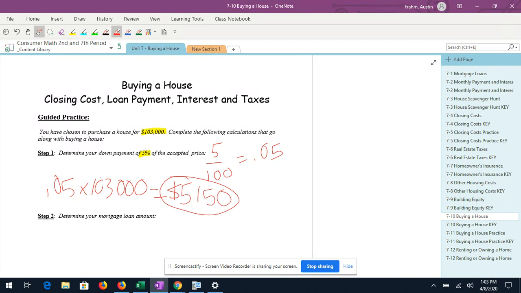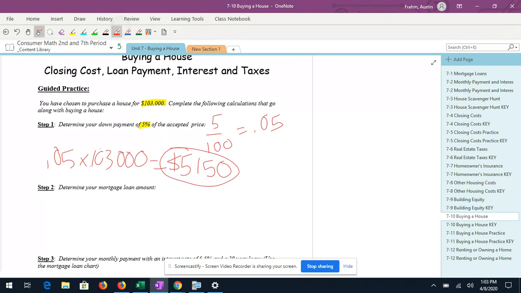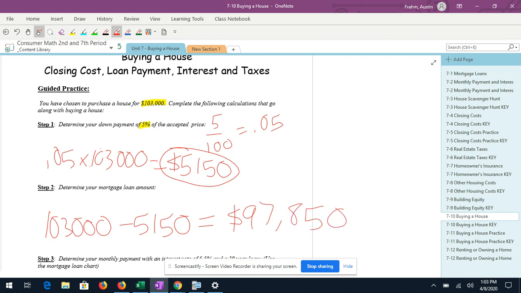Step 2 says to determine your mortgage loan amount. So the loan amount would be the rest of the money that it costs to buy the house. So we would take, again, the original cost of the house, which is $103,000, and we would subtract our down payment amount since we already paid that amount of money, and you would be left with $97,850. So that's how much the bank would give you to buy the rest of the house.